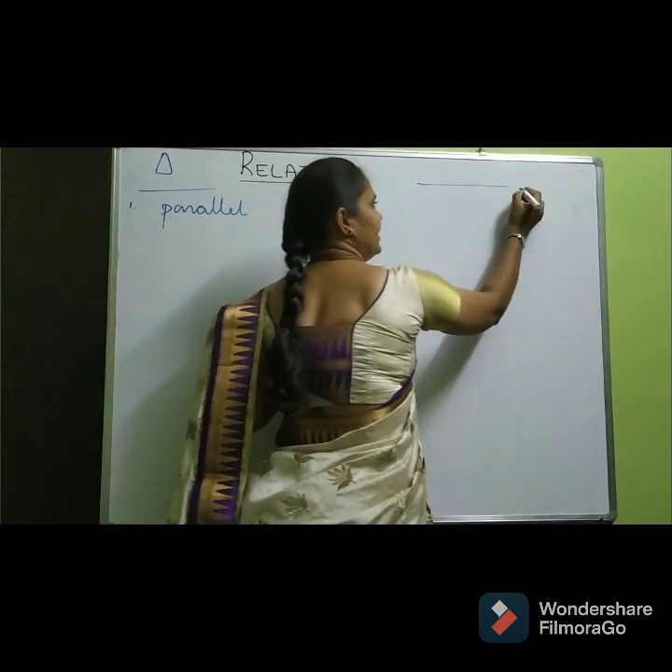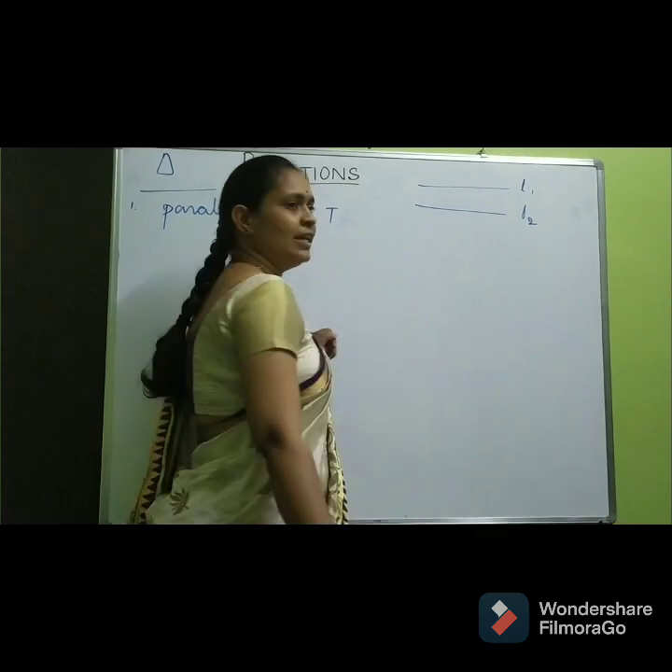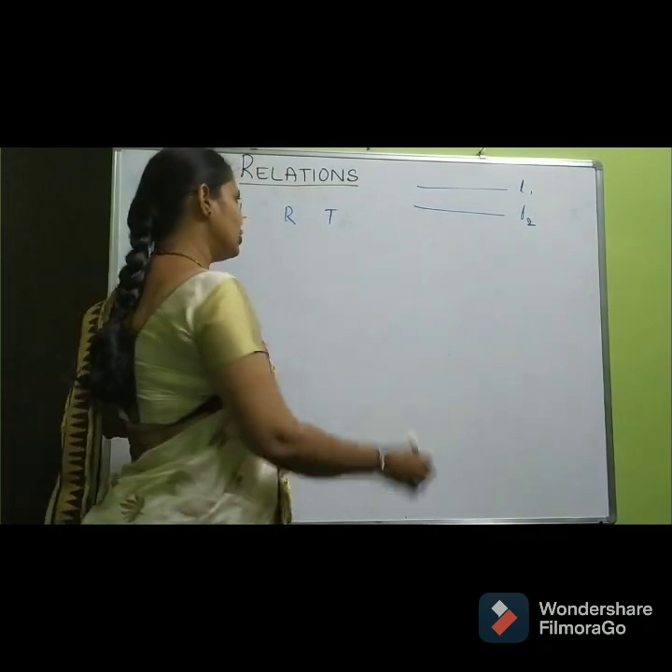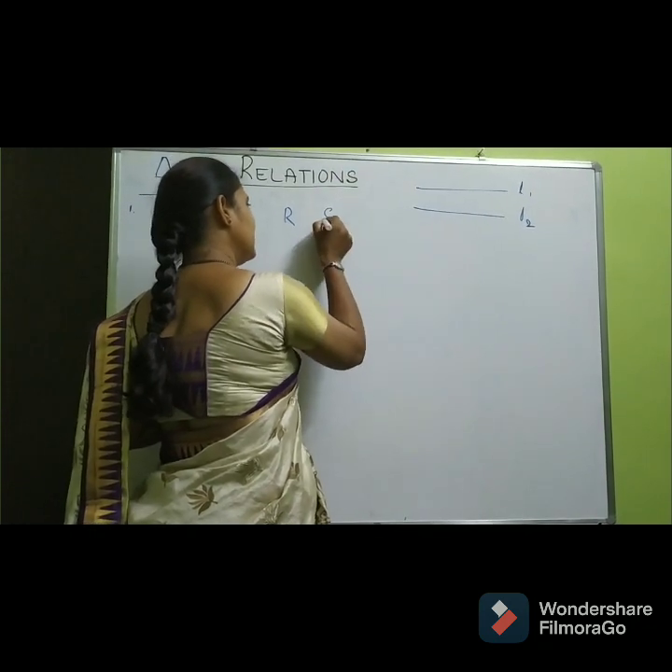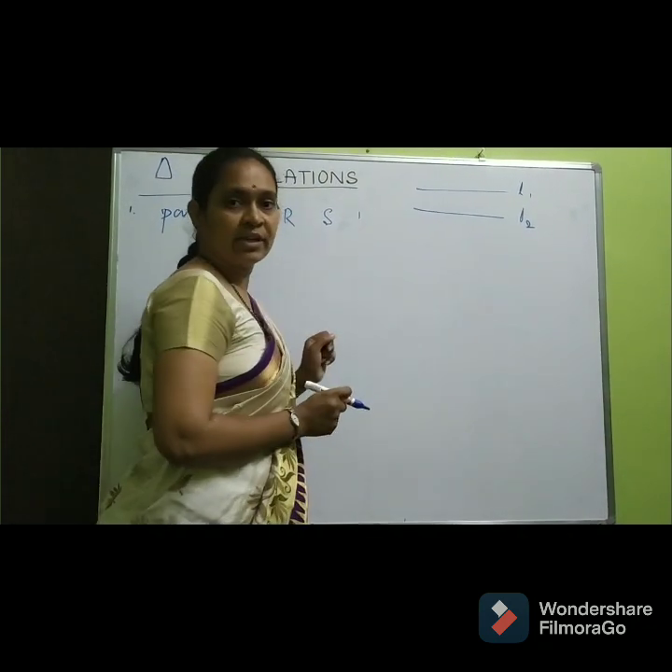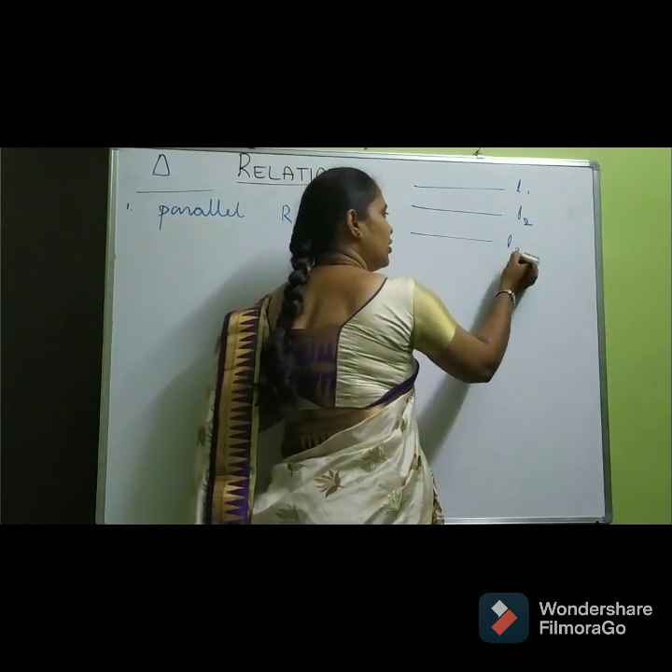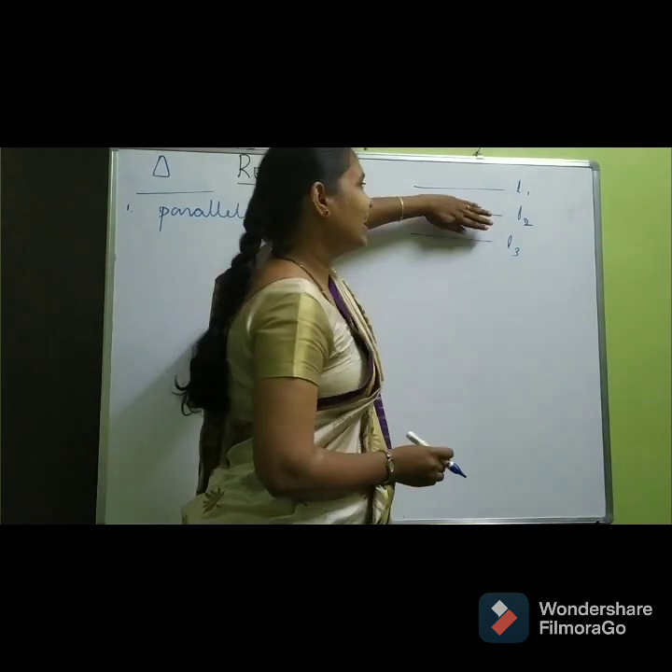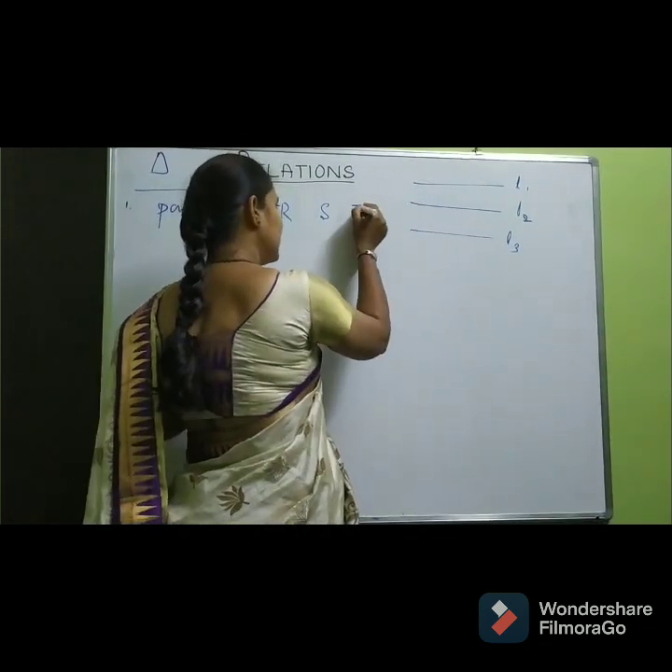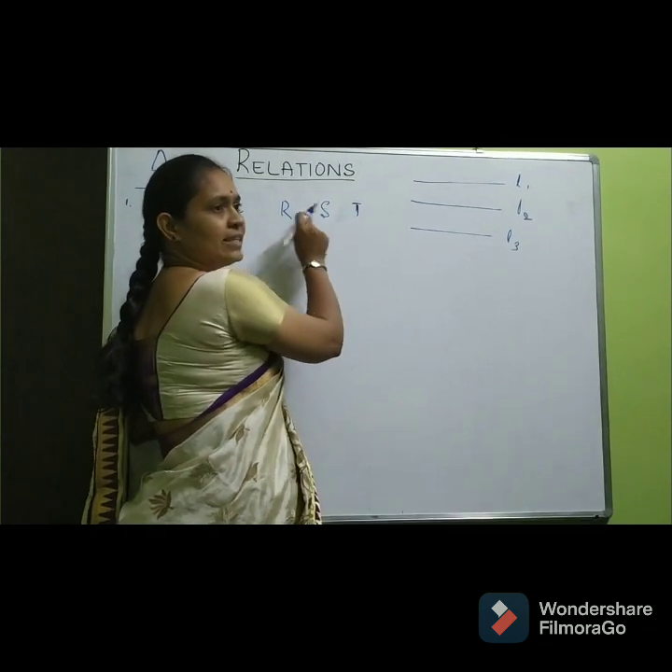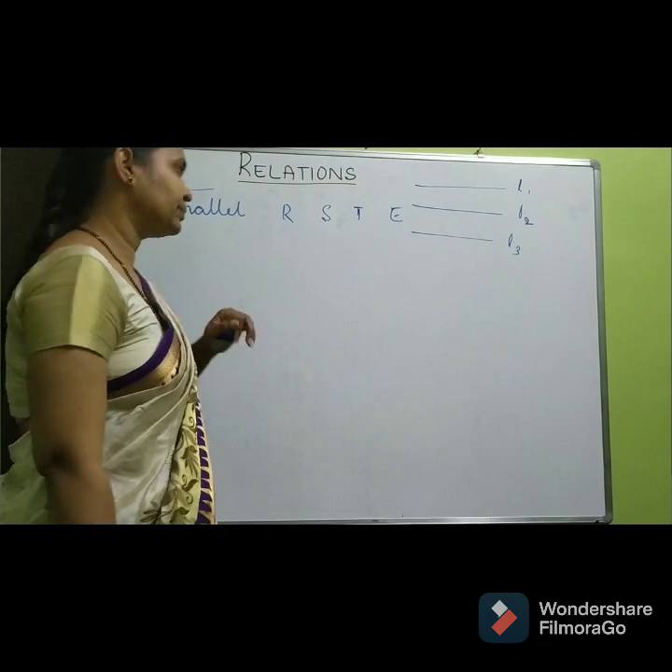See, if L1 is parallel to L2, definitely L2 is parallel to L1. So this is symmetric. Now think about transitive. L1 is parallel to L2, L2 is parallel to L3. Then L1 is parallel to L3 only, no? Therefore it is transitive. Since it is reflexive, symmetric, transitive, I can say it is an equivalence relation.